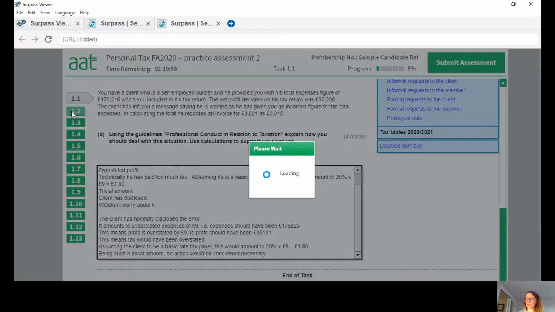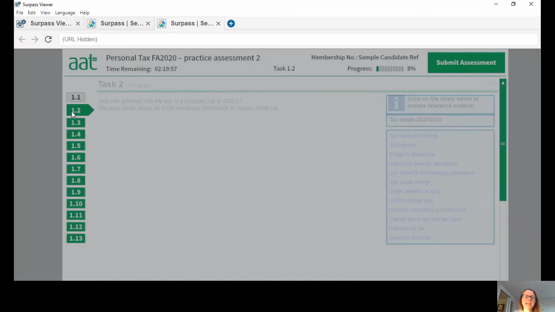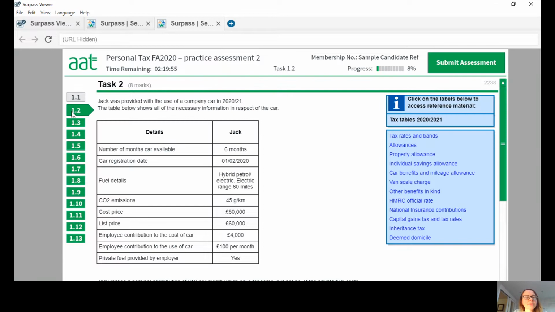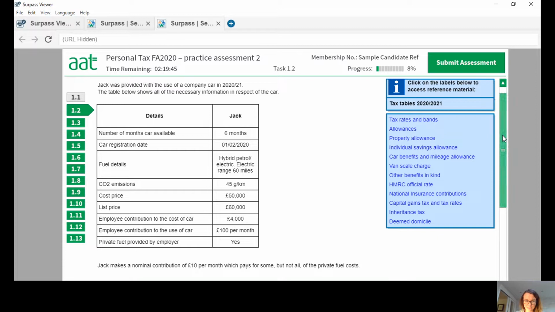So moving on, task 2. So this is your benefits in kind cars question. So Jack was provided with the use of a company car. The table below shows all of the necessary information. Now you see it's very similar to the first sample assessment, except there's only one vehicle here.